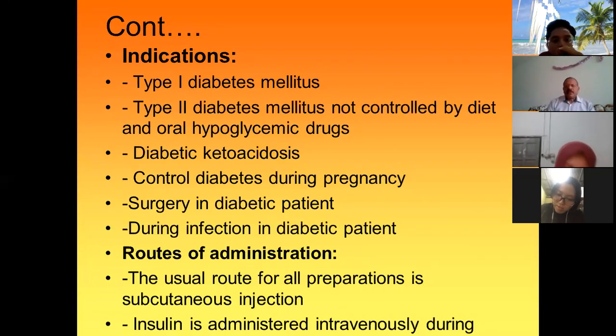What about the route of administration? Almost always we give insulin subcutaneously, but during emergency, like coma and ketoacidosis, we may resort to the intravenous route of administration.